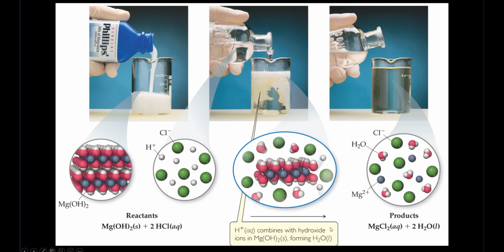The balancing helps you keep track of all that, and notice on the picture, the solution all clears up because all of the solid has reacted to form this new solution of magnesium chloride and water, and it's been neutralized. So why would you do this? Why would you drink this stuff? You have a stomach ache, and presumably the stomach ache is because you have an acidic stomach, and this is just going to neutralize the acids in your stomach.